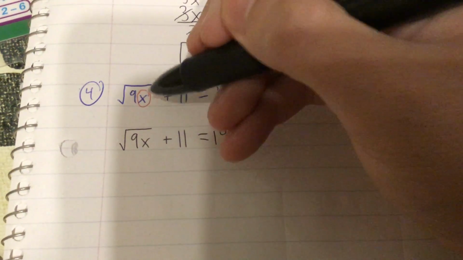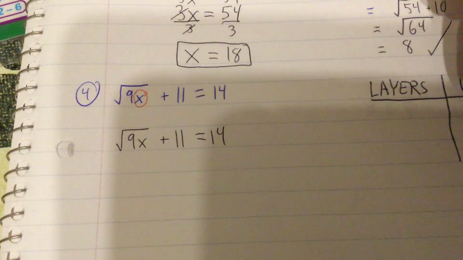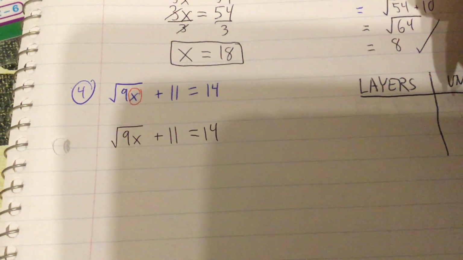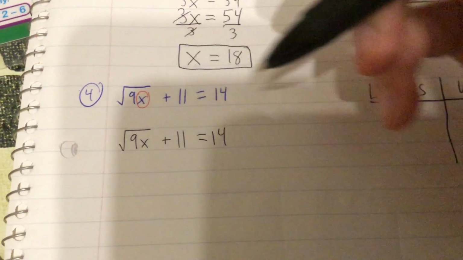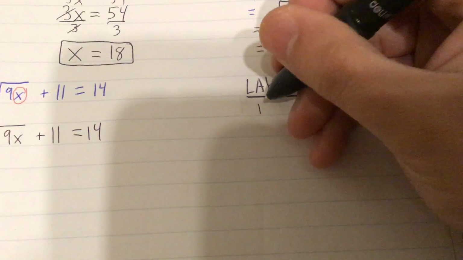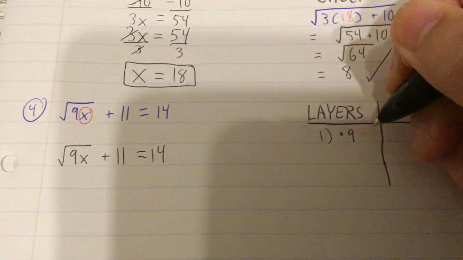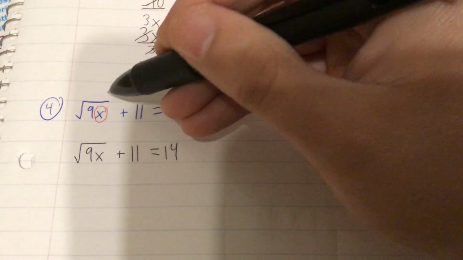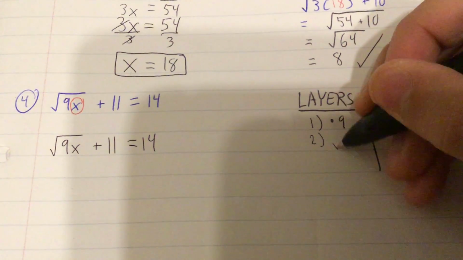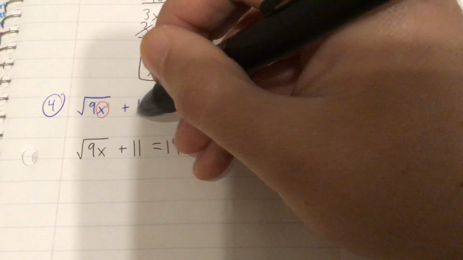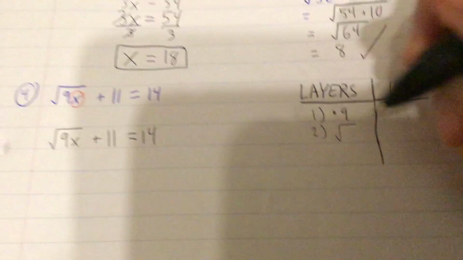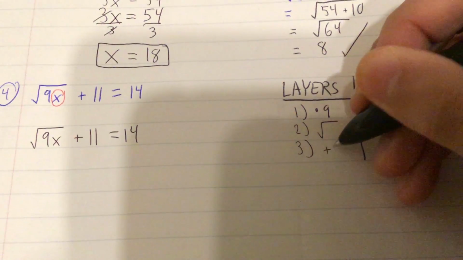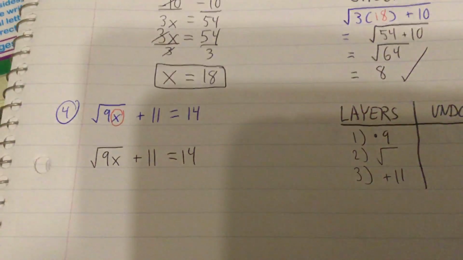What is the first thing bothering my x? The first thing bothering the x is the times 9 layer. So the first thing I'm going to put is times 9. What is the second thing bothering my x after times 9? The square root. And then after that, that whole thing gets added 11 on both sides. On the layers of x. And that's it.